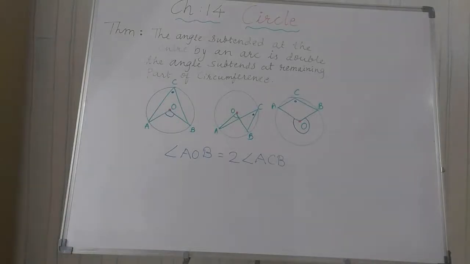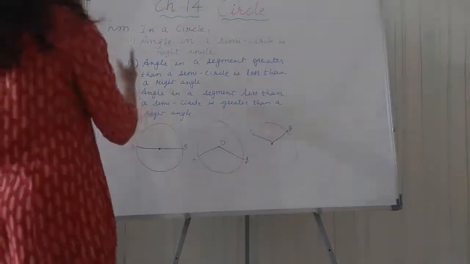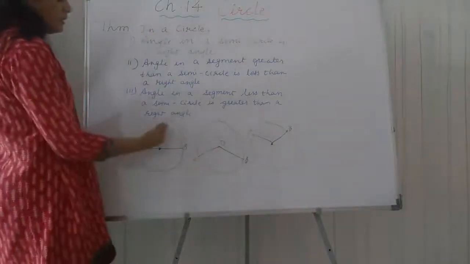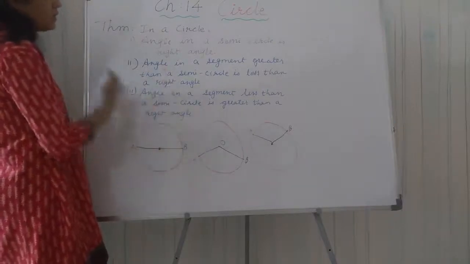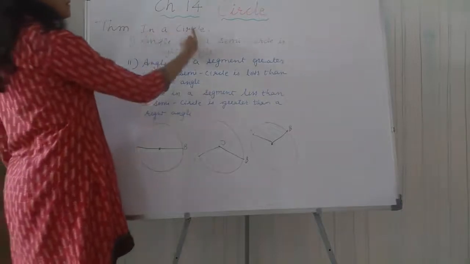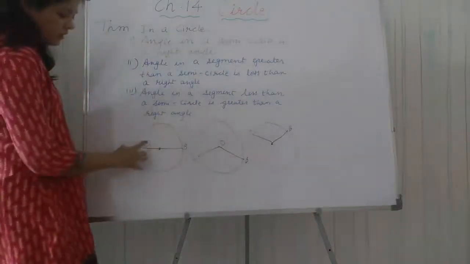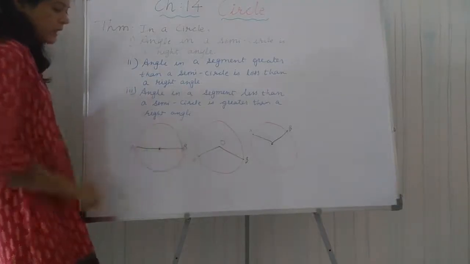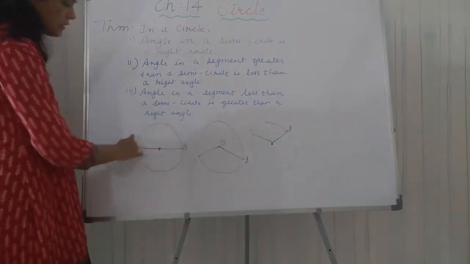Very important concept. So students, now the next theorem, which is also very important, in a circle. So here I have drawn a circle. The first figure you have to see for the first explanation. In a circle, the angle in a semicircle is a right angle. So here students, this is the center of the circle and AB is the diameter. So here it will form a semicircle, you can see.